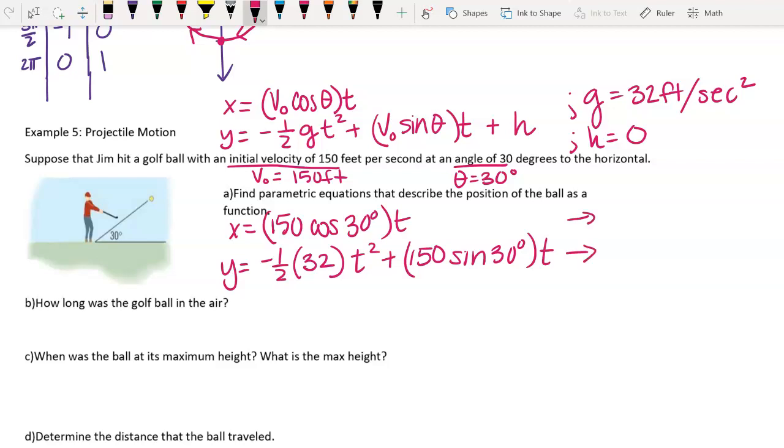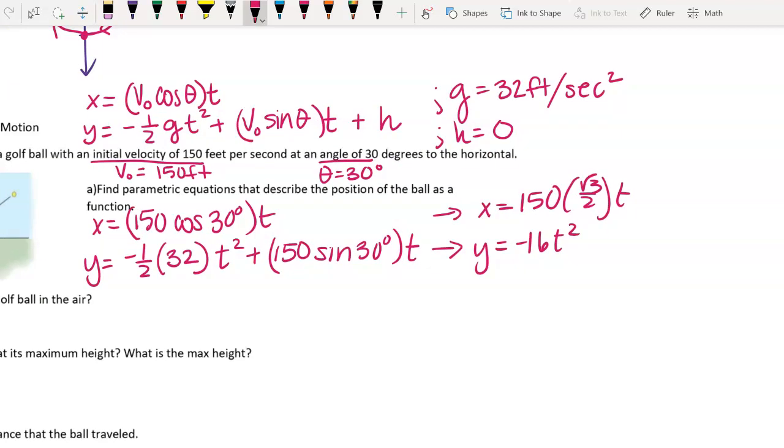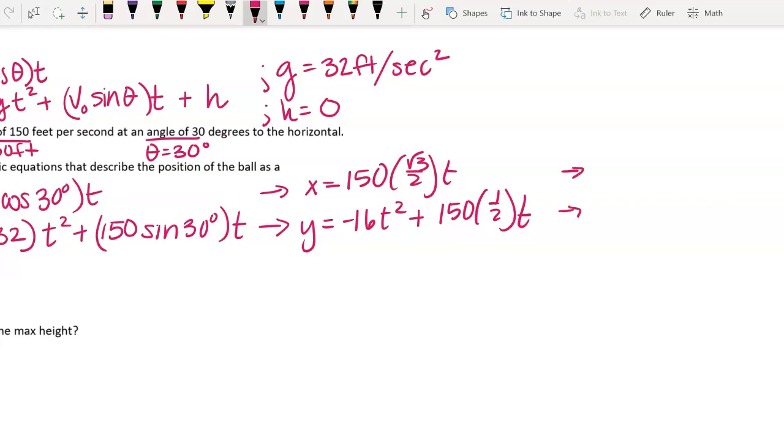Cosine of 30 is, Josh, what is that? Good. So 150 times root 3 over 2. Again, we'll simplify that out in a little bit. Negative half of 32 is negative 16. So that's negative 16t squared. Dana, sine of 30 degrees is 1/2. So, yep. All right, let's make it pretty. Final answer, students. Go ahead and write it all in. Box it up. X equals, y equals. Just leave it in exact form. Yeah, don't round.